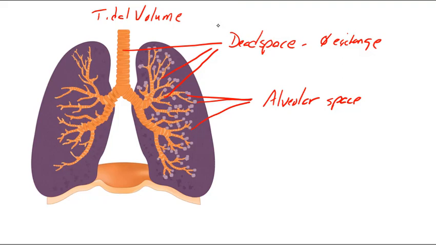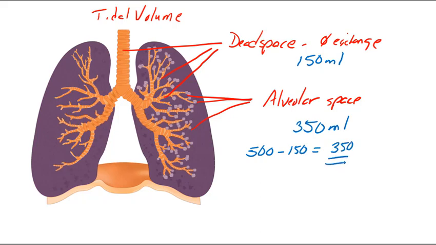Now check this out. We can measure these volumes. Dead space volume never changes. It holds about 150 milliliters of air. Alveolar space does change depending upon how deeply we breathe. So in that normal resting adult, it's about 350. Now I calculated that by taking the normal tidal volume, 500, subtracting the dead space, about 150 milliliters, and I get 350 milliliters. What this means is I can only access the oxygen in that 350 milliliters of air.